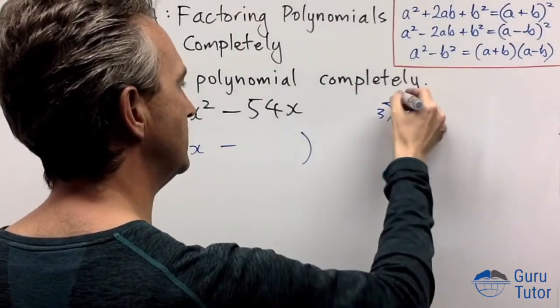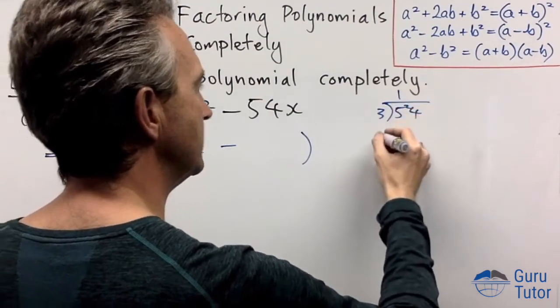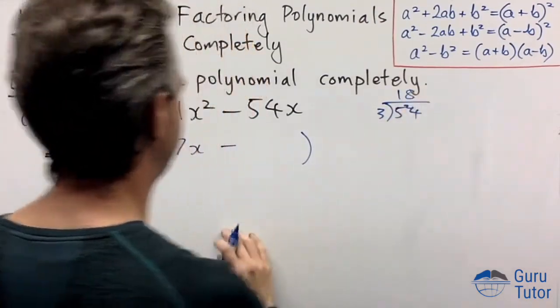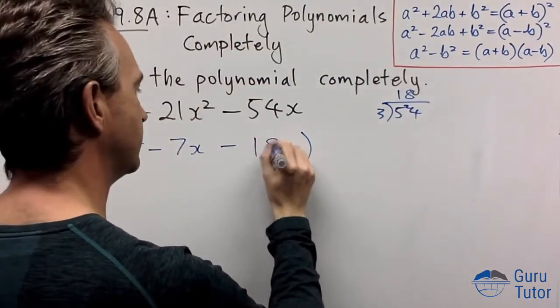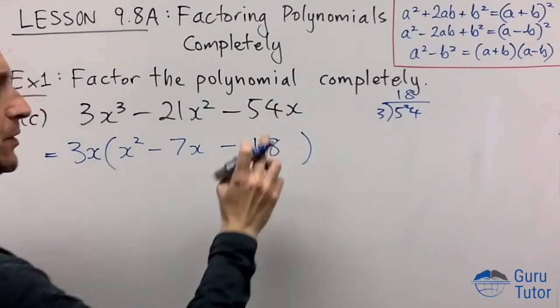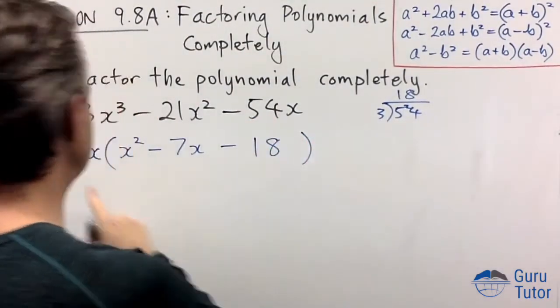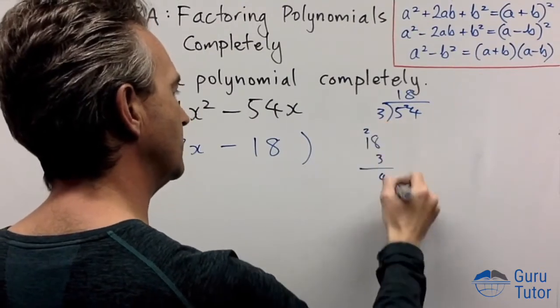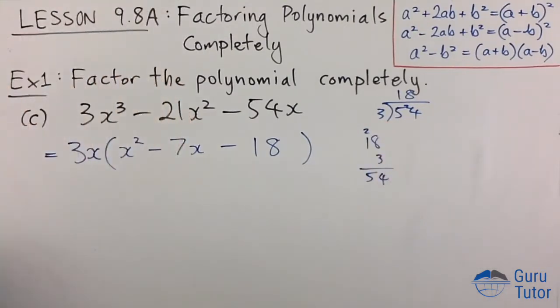3 into 5 goes once, remainder 2. 3 8s are 24. 18. Minus 18. So 3 times 18 is 54. Sorry, I didn't have much sleep lately. I just want to check that. 18 times 3 is 54. Yeah, sorry. And we're done.